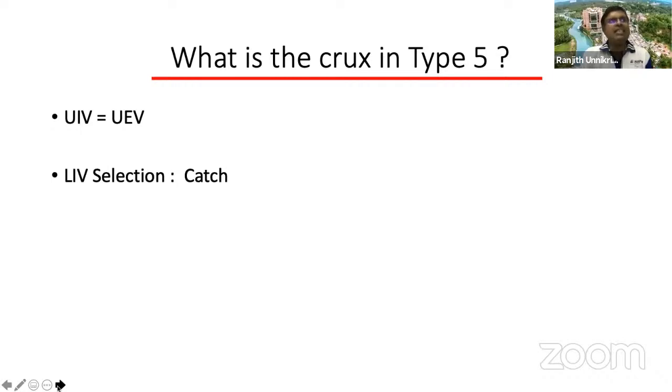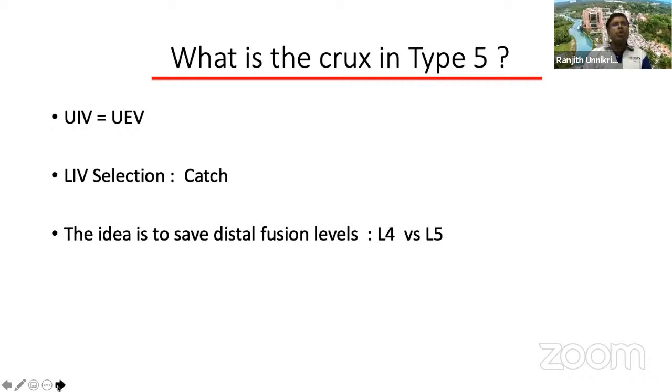The whole catch is in the LIV selection. All discussion between front, back, etc. has come from the selection of the LIV. So the idea is to save a distal level. If you want to stop at L3, that is not a big thing. You can stop there. The question is L4 and L5. Why is it so?